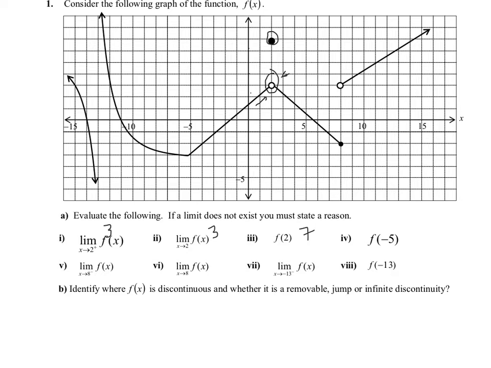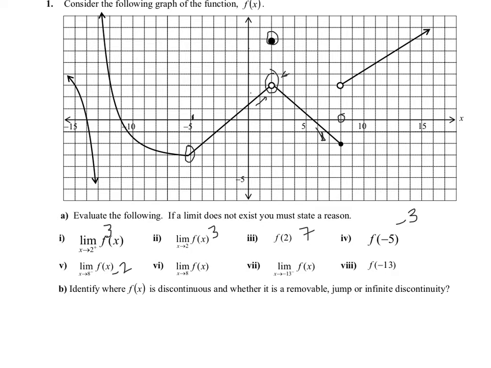The value of the function now at -5. -5 is here. So the value of the function is here, which is -3. Now the value of the limit when x goes to 8 from the left. 8 is here, going from left, meaning it goes from here. So the value of the function becomes -2.